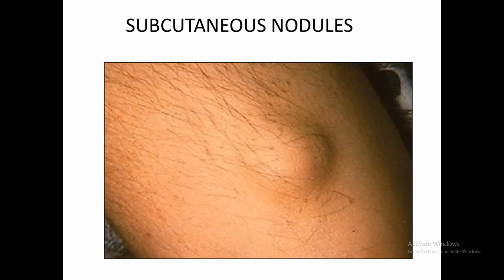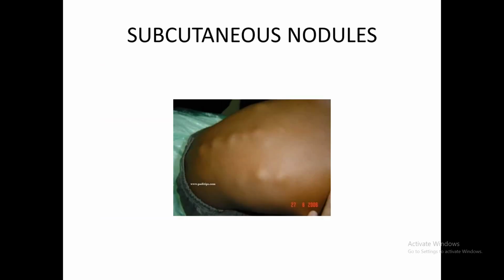As you see here, it is probably the elbow. I see the subcutaneous nodule. It is a painless nodule which you see. Probably it is a manifestation of the vasculitis. So these are also present on the back in this patient.